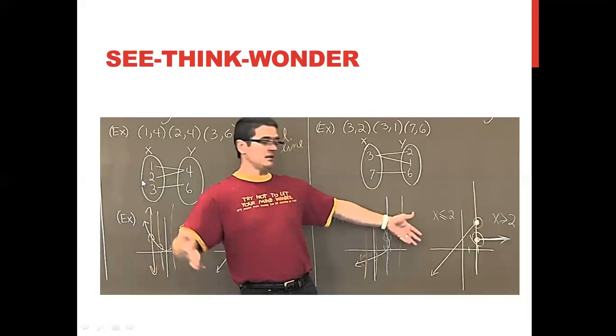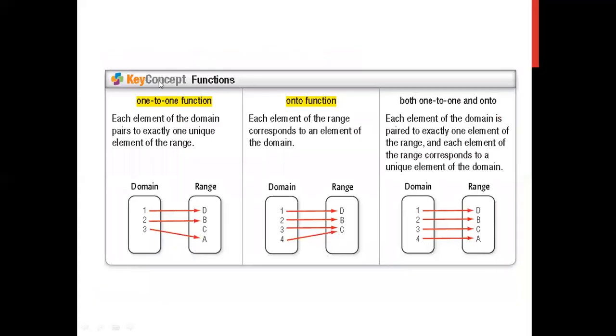I can represent a function using an arrow diagram. It is called an arrow diagram because there is an arrow, and another arrow, and another arrow. I can also represent the function using a set of ordered pairs like that: (1, 4), (2, 4), (3, 6). I can represent this function using a graph, maybe a curve, maybe a straight line, as we will see in the next examples. That is the key concept of functions.